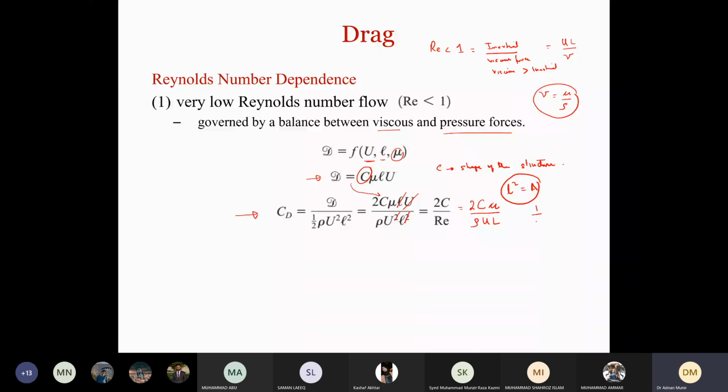Since 1 over RE equals mu over rho U L, this is basically 1 over Reynolds number. So I can write CD as 2C over RE. That means in the case of a very low Reynolds number, RE less than 1, CD is inversely proportional to RE, like this. Okay, so this is the case when Reynolds number is less than 1.